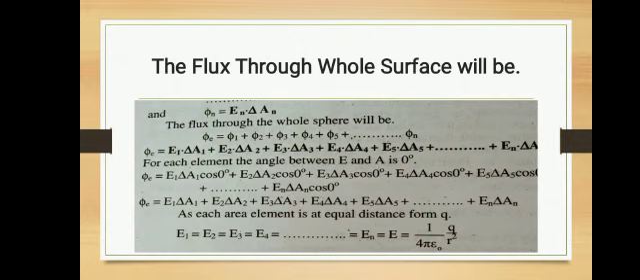E1, E2, E3, E4, E5, as each area element is at equal distance from Q because it is a spherical shape. So that's why we can write E1 is equal to E2 is equal to E3 is equal to E4 is equal to En. So all are equal to each other. So we can replace all E1, E2, E3 and En with E only. So E is equal to 1 over 4 pi epsilon naught Q over R square. You have calculated this formula in topic 12.2. So this is not new for you, right?